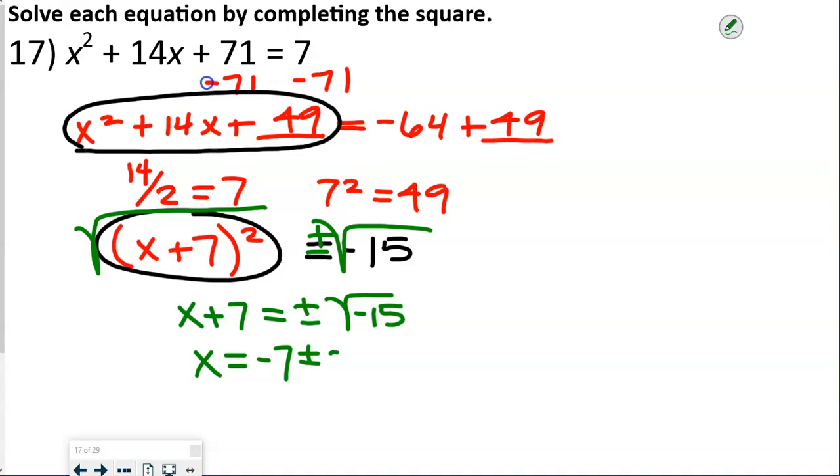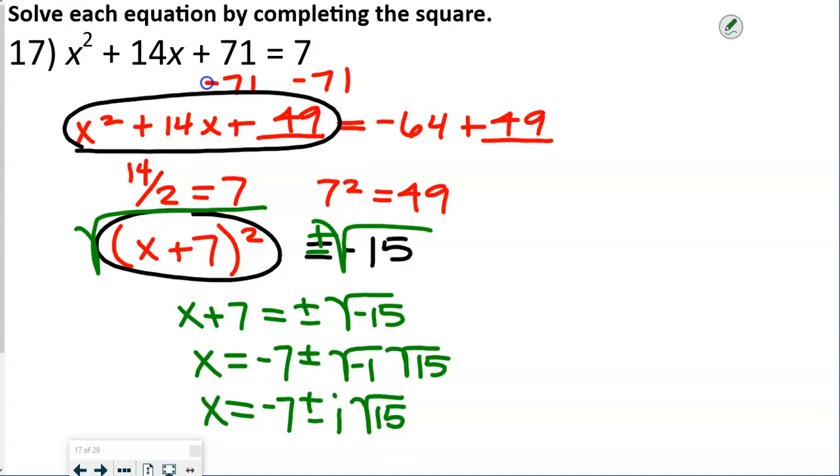And I'm going to factor this. So this is going to be the square root of negative 1 times the square root of 15. So this is going to be x is equal to negative 7 plus or minus i square root of 15, because 15 does not have a perfect square as a factor. That is as simple as it gets.